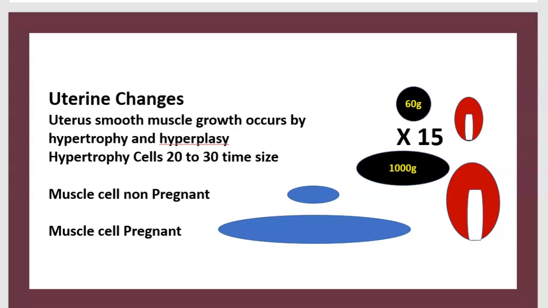Uterine change. Uterine smooth muscle growth occurs by hypertrophy and hyperplasia. Hypertrophy cells are 20 to 30 times size. This is a muscle cell for non-pregnant, and this is a muscle cell for pregnant, 30 times. Uterus, it comes from 60 grams to 1,000 grams, 15 times.